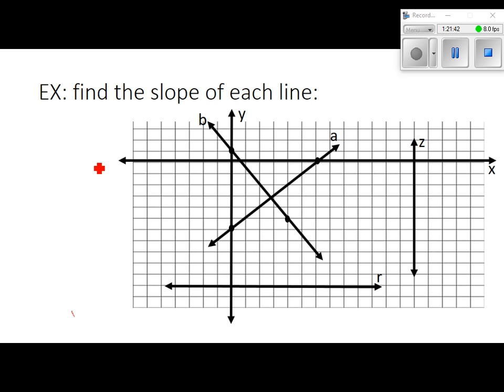Find the slope of each line. To find the slope of each of these lines, all we're going to do, we're going to find line A first.